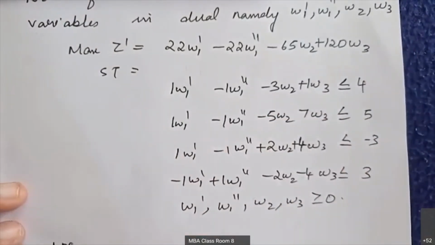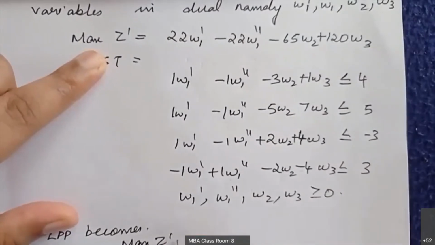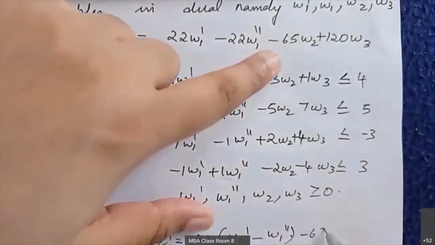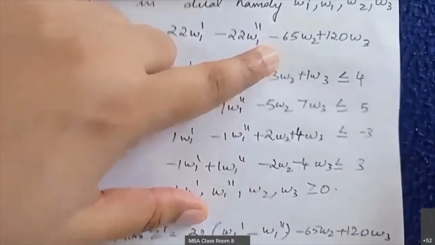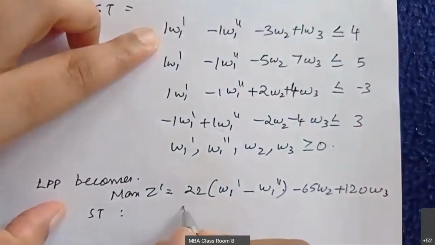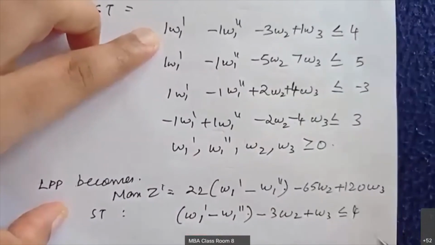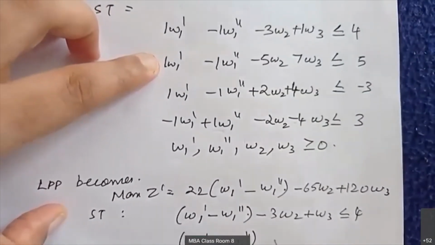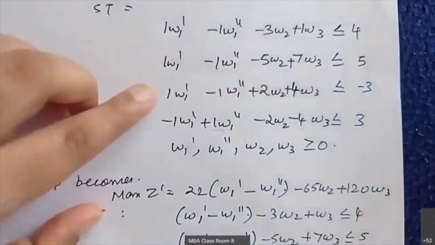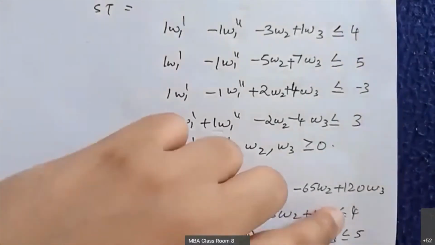So the LPP becomes: maximize Z dash is equal to, I'm going to take 22 outside, W1 dash minus W1 double dash, minus 65 W2 plus 120 W3. Subject to the constraints, here again I'm taking W1 dash and W1 double dash into a single bracket. So W1 dash minus W1 double dash minus 3 W2 plus W3 less than or equal to 4. Similarly, W1 dash minus W1 double dash minus 5 W2 plus 7 W3 less than or equal to 5. W1 dash minus W1 double dash plus 2 W2 plus 4 W3 less than or equal to minus 3.